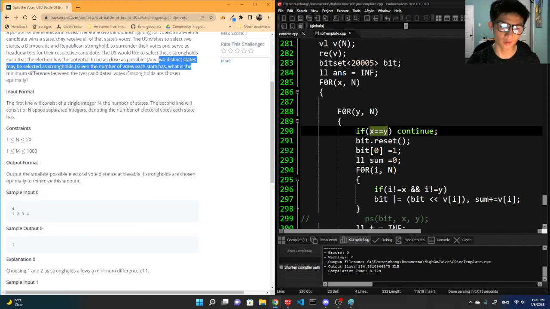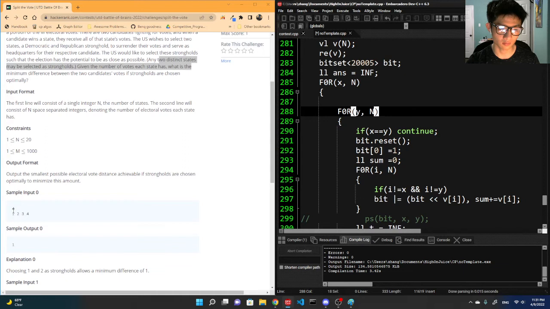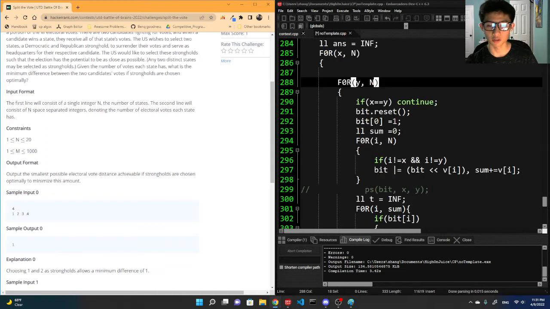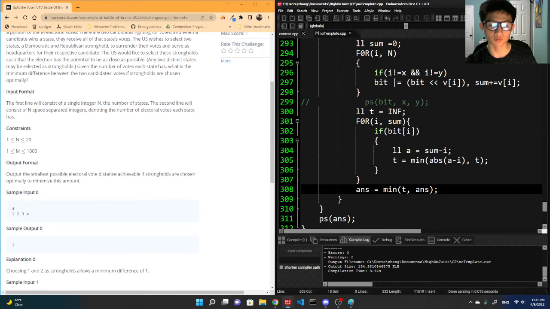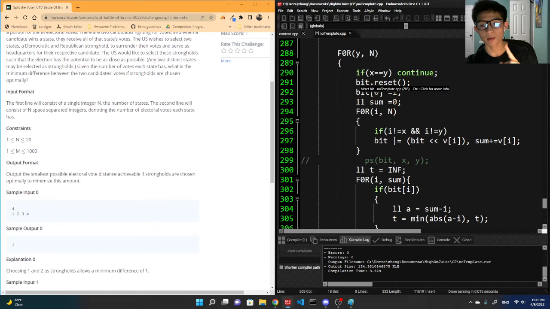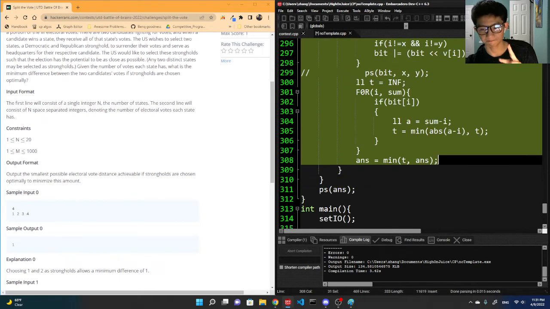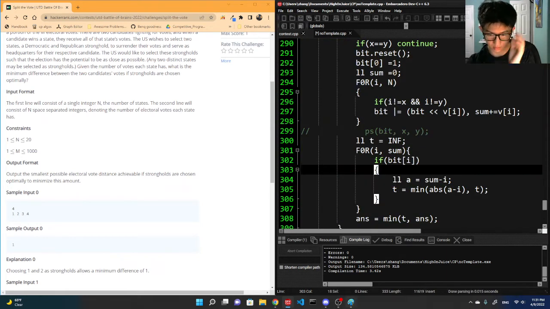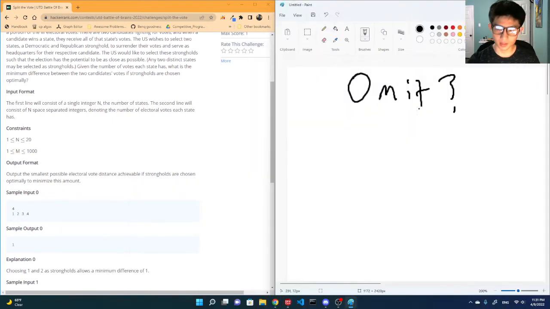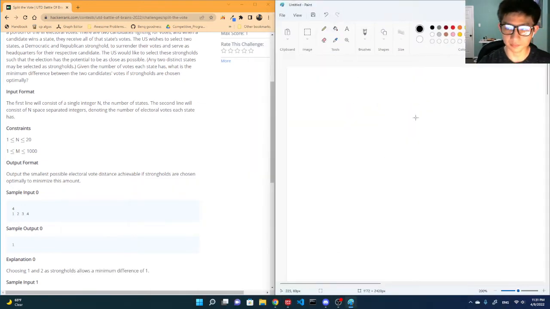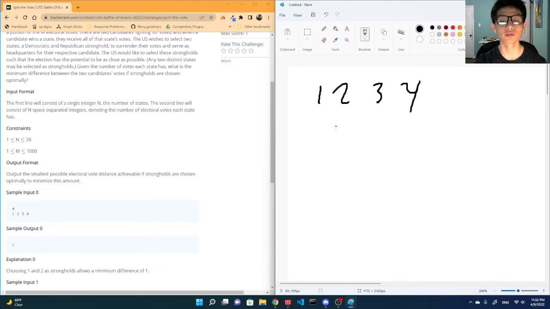So we basically choose a pair of x and y, and then we go on with that possibility. We brute force through every single pair of states, and then see what is the most optimal way of putting those states together. And the most optimal way goes like this. We go through everything together. And what we do is we use dynamic programming to get all the possible sums.